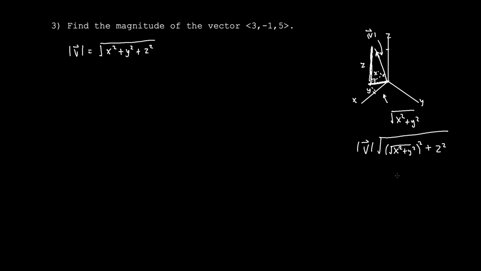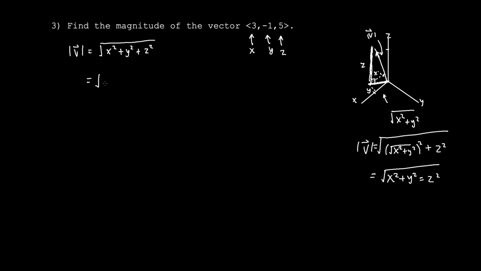Now, if you take a square of a square root, the square root cancels out. So you're left with x squared plus y squared equals z squared. Now, to solve this, it's pretty simple. This is the x component, this is the y component, and this is the z component of the vector. All you do is plug it in to the equation and solve.